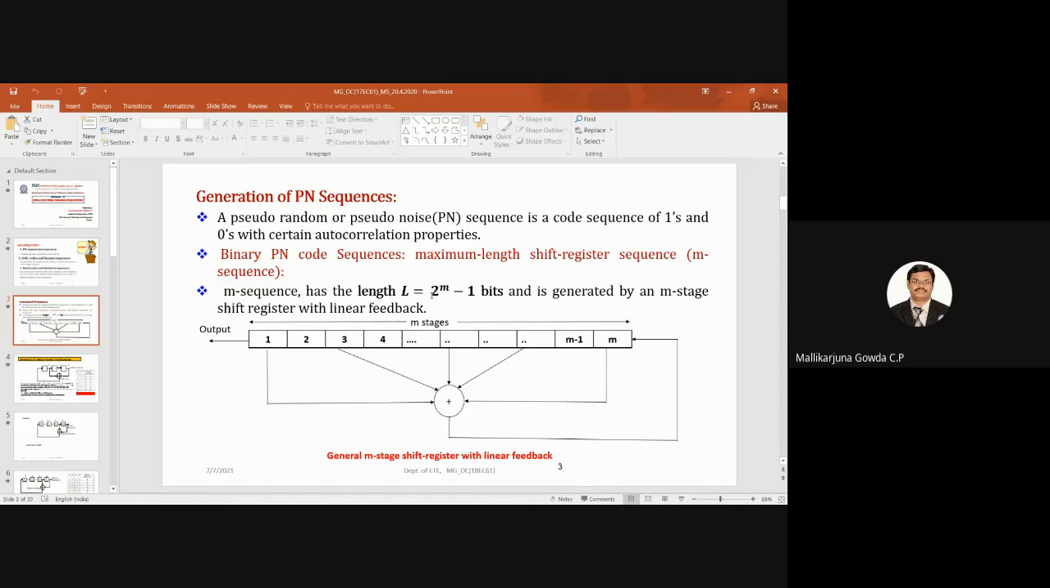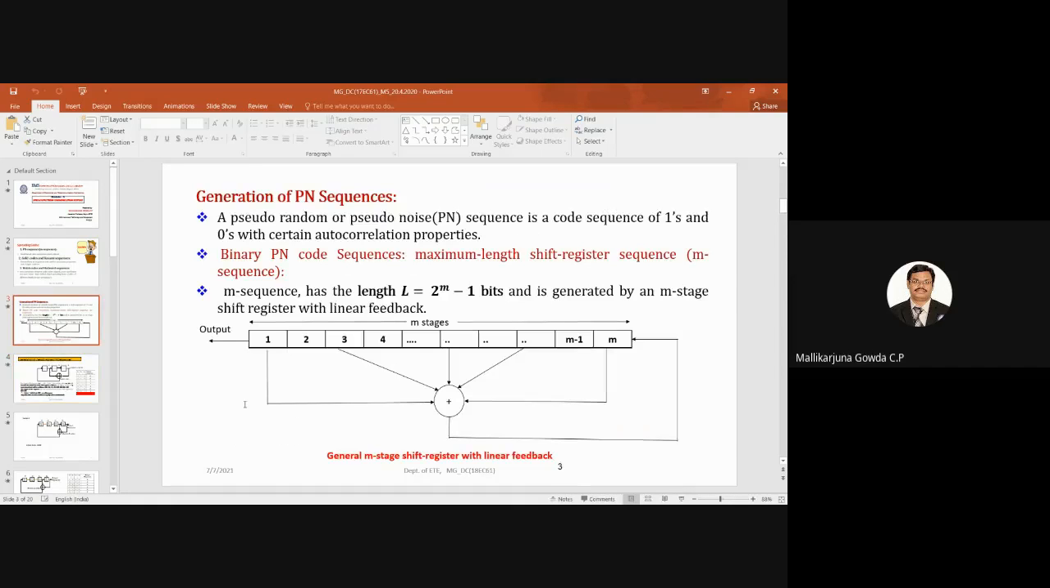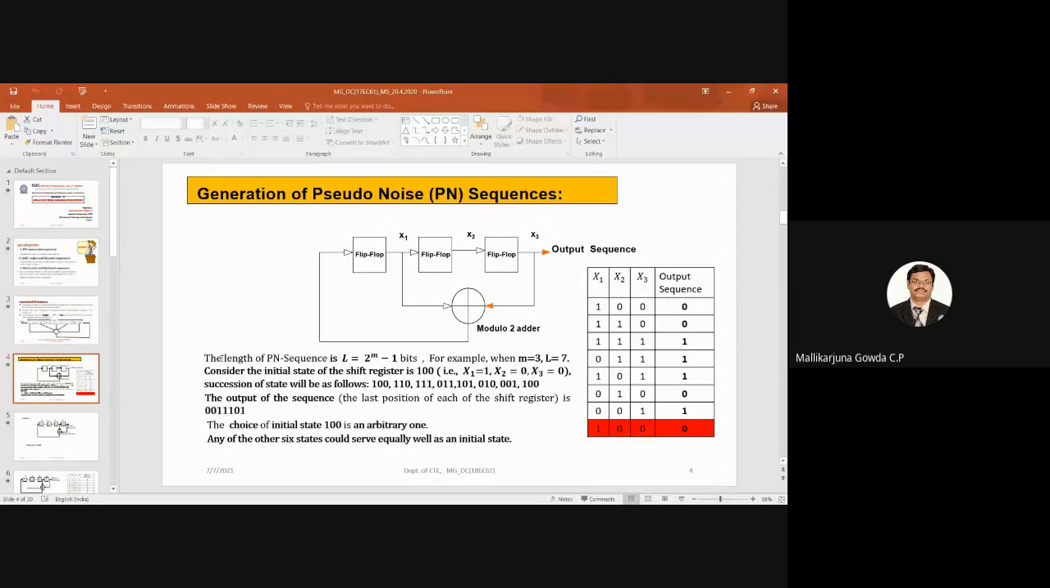Let me take an example. Hope you are all able to see this diagram. With respect to the previous, we take feedback at certain shift register outputs, then do the modulo 2 operation, that is XOR operation, and give it as feedback. Let me take this one example, then we will understand how we get that sequence. Here I am using 3 flip-flops: flip-flop 1, flip-flop 2, and flip-flop 3. The output of each flip-flop I am calling X1, then X2, then X3. This is my output sequence, X3.